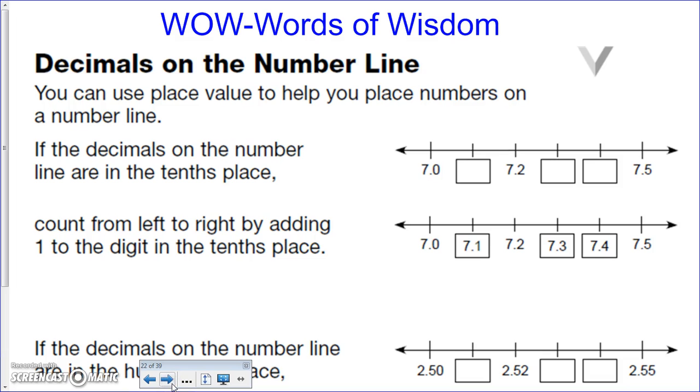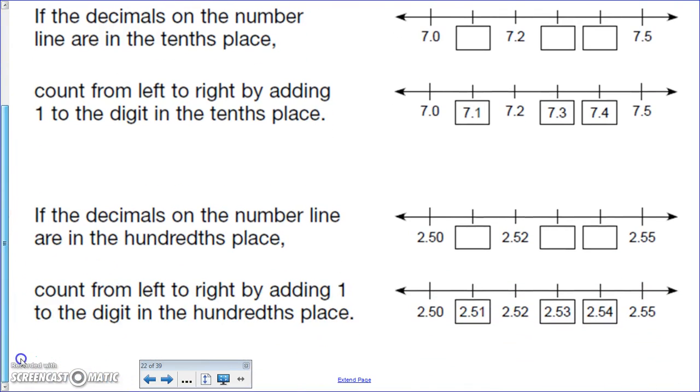Okay, moving on to the next worksheet with this activity. Decimals on a number line. You can use place value to help you place numbers on a number line. If the decimals on the number line are in the tenths place, count from left to right by adding 1 to the digit in the tenths place. So if you look there, you can see where the gaps are, and it goes 7, 7 and 1/10, 7 and 2/10, 7 and 3/10, and so on. If the decimals on the number line are in the hundredths place, you're going to count from left to right by adding 1 digit to the hundredths place.